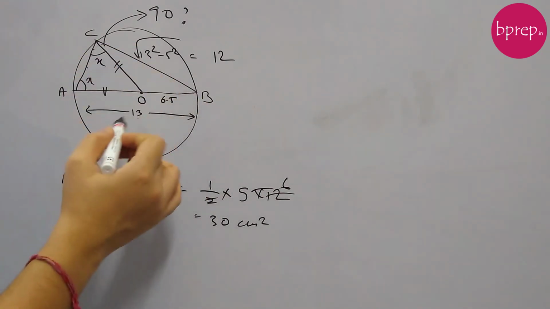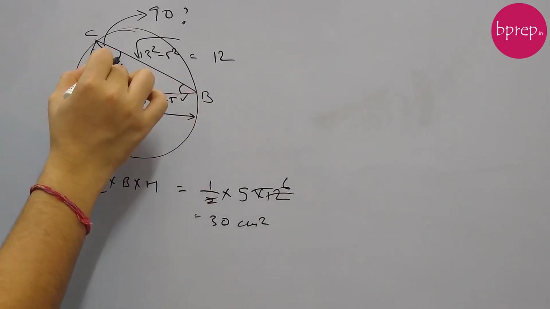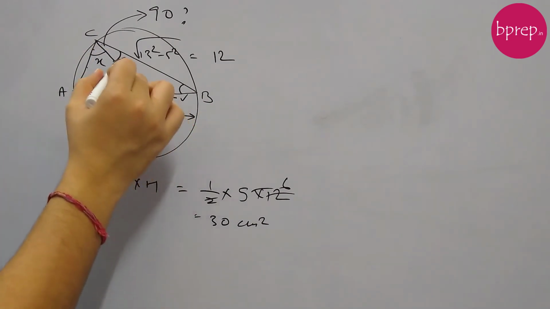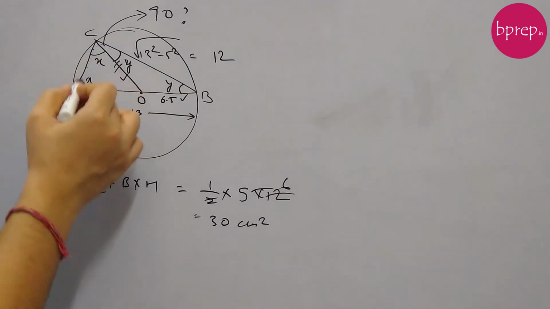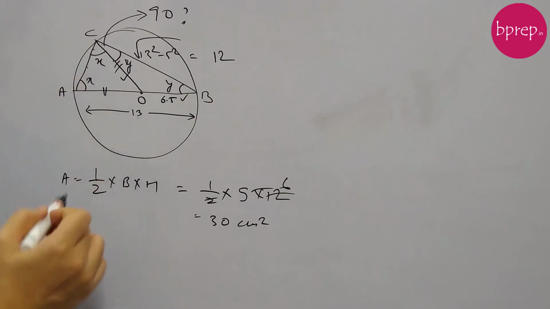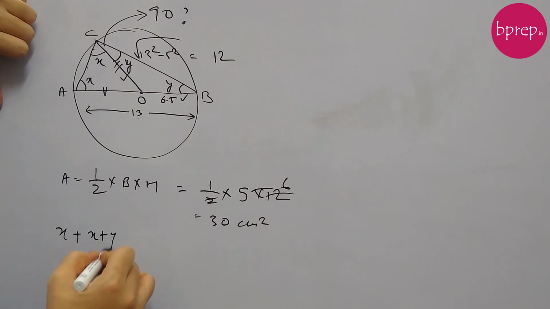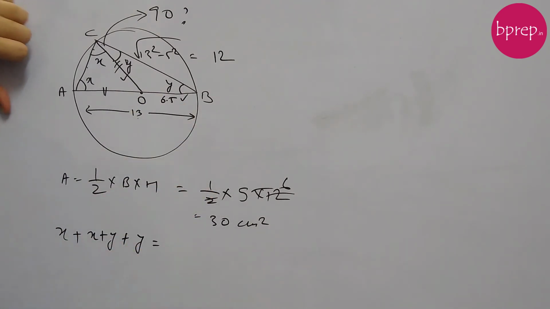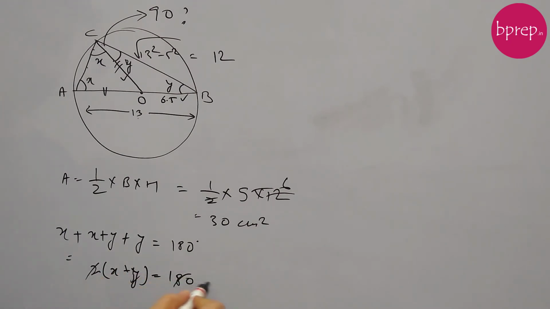And because OB and OC are also radii, OB and OC will also be the same, hence angle B and angle C here will be the same, right? So let's say this is Y. If we add all angles of this triangle, we get X plus, so A is X, C is X plus Y, and B is Y. And we know the sum of all the angles inside a triangle is 180 degree. So from here we have 2x plus 2y is 180 degree, 2 will get cancelled, so 90 degree. So we are getting x plus y as 90 degree.